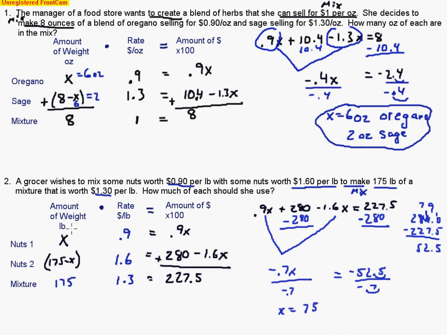So let's see what 75 represents. X is pounds. That's what the column tells us right there. And it's of the 0.9. So it's of the nuts that sell for $0.90 per pound. So we have to specify which one it is because there's two. And then do the same thing here. Put the 75 here. Do that subtraction. 175 minus 75 gives us 100. 100 pounds of nuts that sell for $1.60 per pound. So I got that 100 by doing that subtraction there.